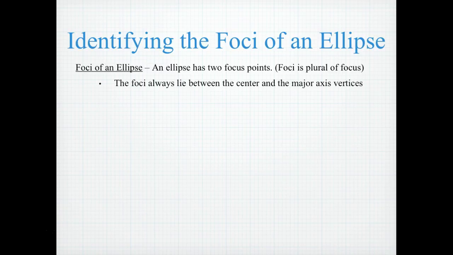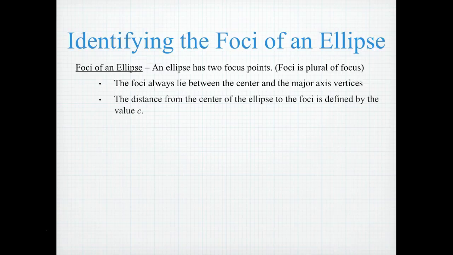Now, the foci will always lie between the center of the ellipse and the major axis vertices. And the distance from the center of the ellipse to the foci is defined by the value of c. And c can be found using the following formula: a squared minus b squared equals c squared.